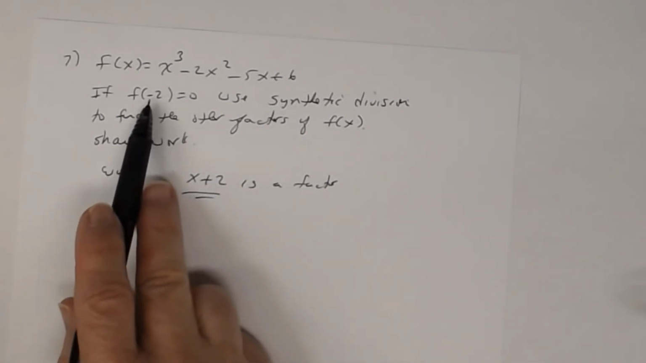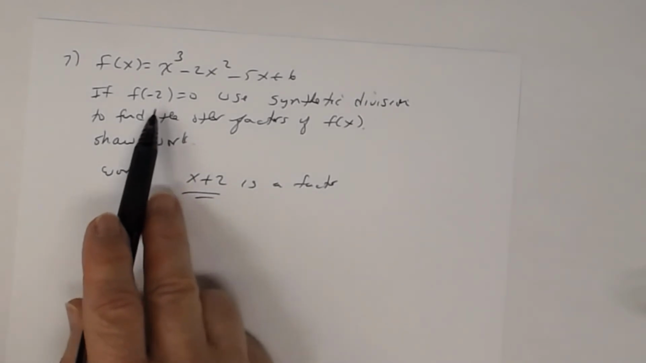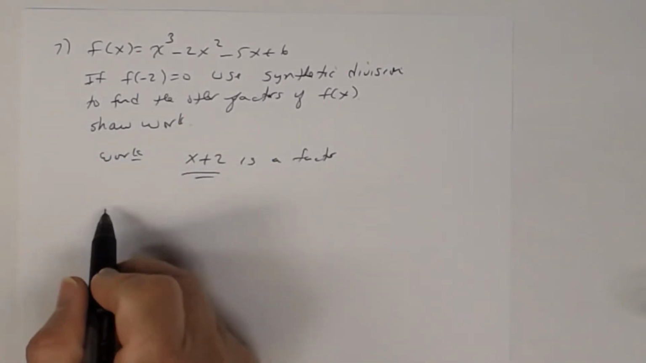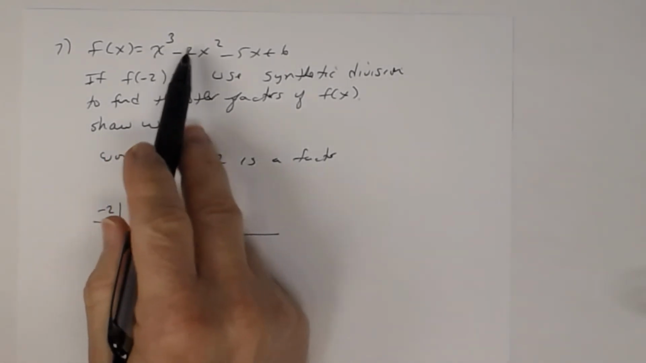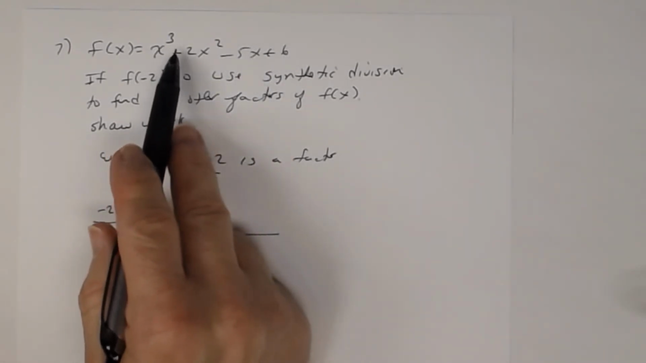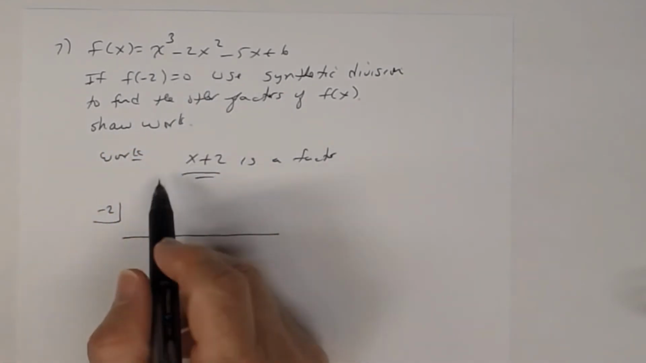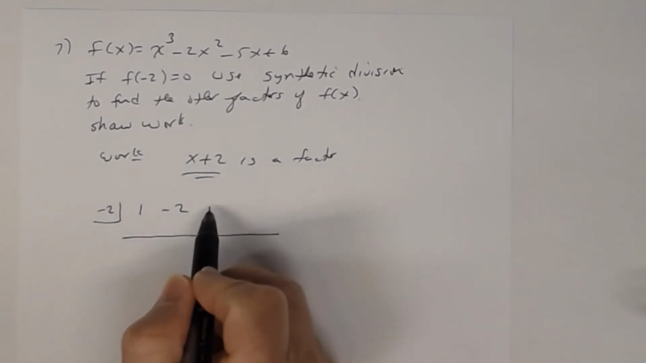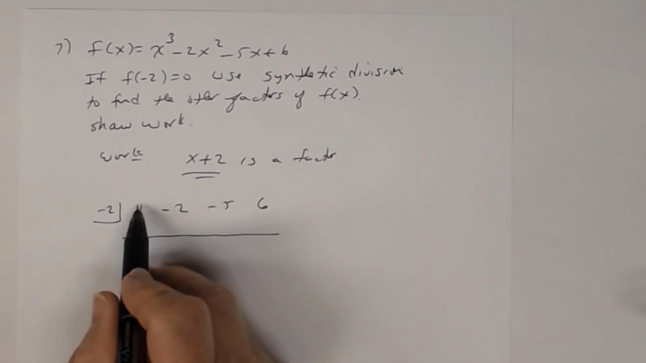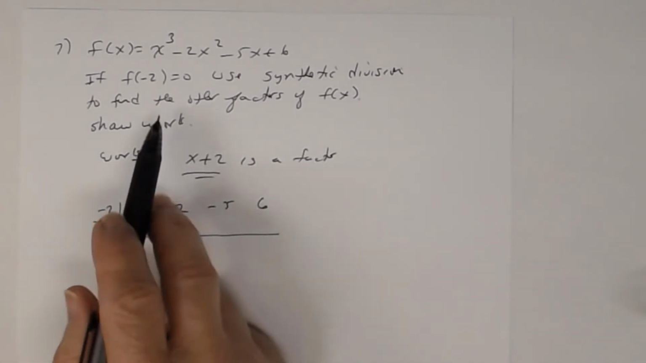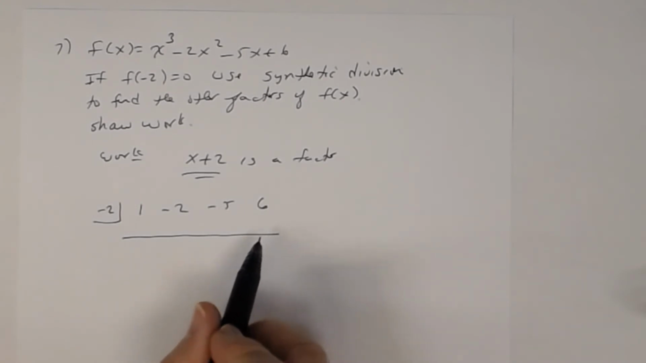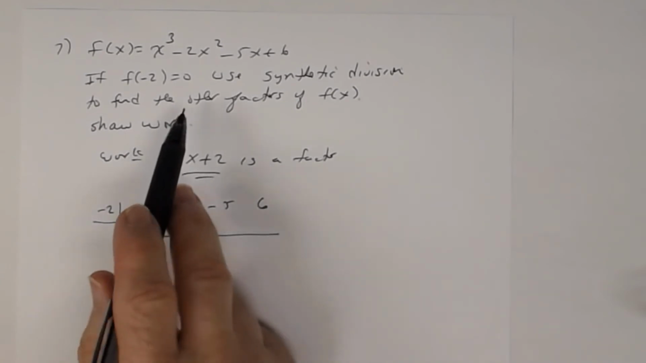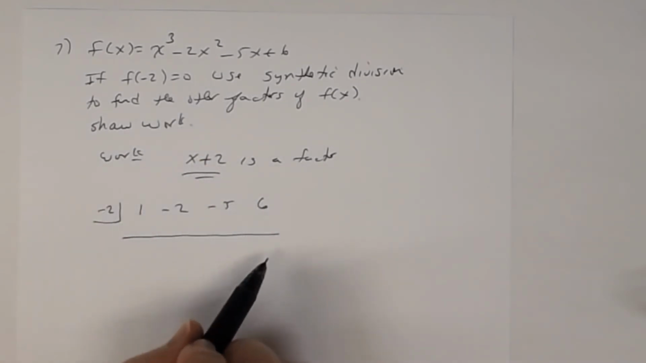Since f of negative 2 is equal to 0, if I use synthetic division, I put negative 2 here, and then the coefficients of my polynomial. There are no missing terms, and it's already in descending order. I got 1, negative 2, negative 5, 6. Remember, since f of negative 2 is equal to 0, I'd better get 0 right here, because that's the remainder. According to the remainder theorem, 0 is the remainder.